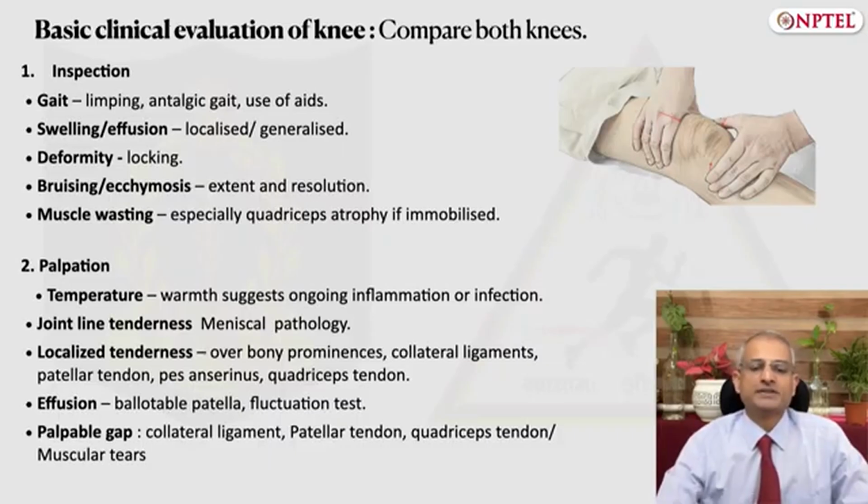Any effusion, if present, should be checked by the ballotability of patella or by fluctuation test. Any palpable gap in the collateral ligaments or patellar tendon or quadriceps tendon or even the muscles needs to be checked. And this gap generally indicates a frank tear.